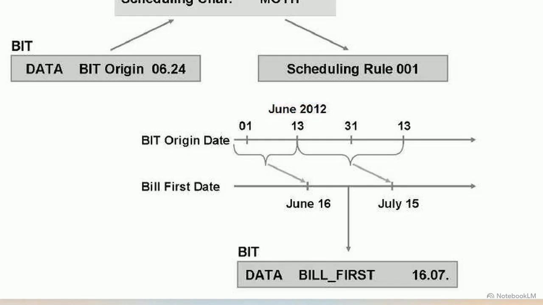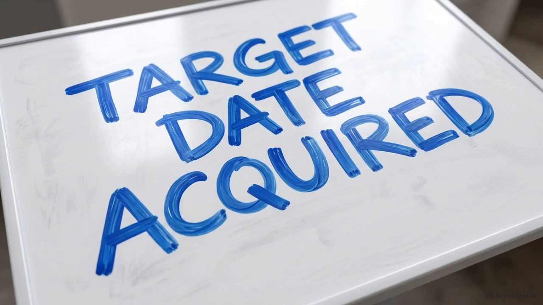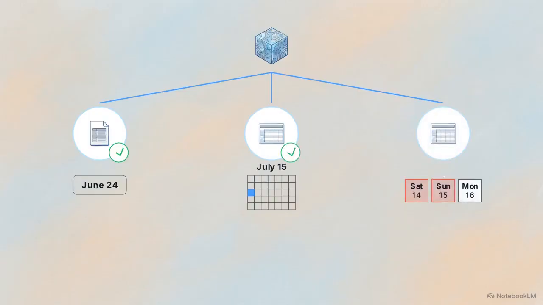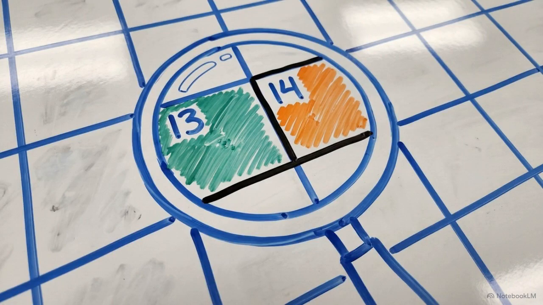The system performs its final logic check against Factory Calendar 01. It determines that July 15th is a Sunday. The working day adjustment engages. The system pushes the target date forward to the next available working day, which is Monday, July 16th. The simulation concludes, outputting July 16, 2012 as the definitive BILL from date. The trace proves that our multi-part arithmetic correctly processed the origin date, executed the required month shift, and handled the weekend boundary flawlessly.